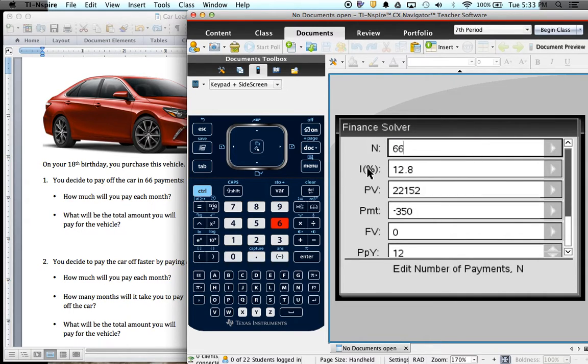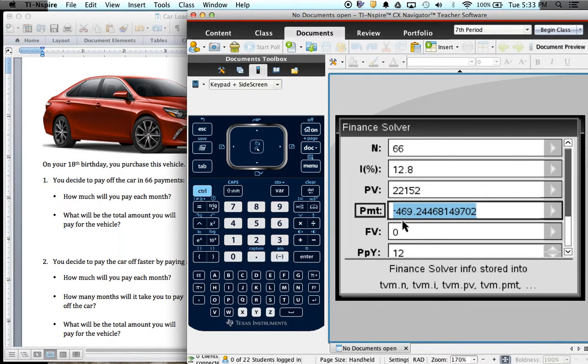So let's go back to what we had. Originally we had 66 payments here, and we had the calculator calculate our payment amount. So it says that our payment should be $469.24. Now, I know that this has a negative.